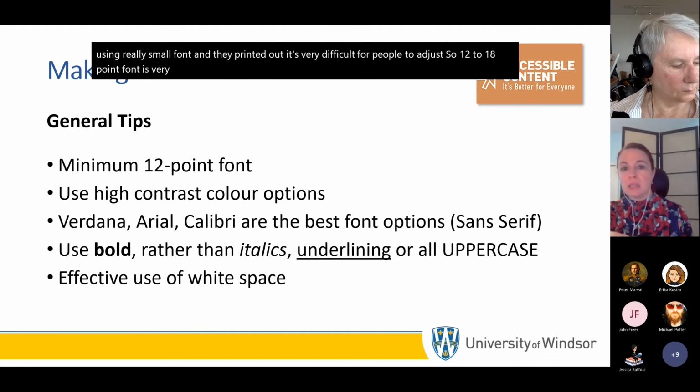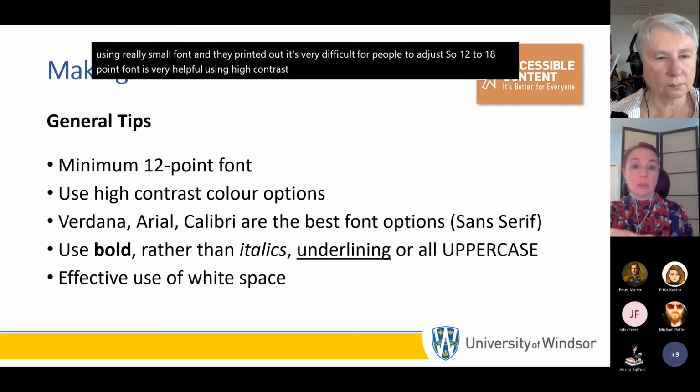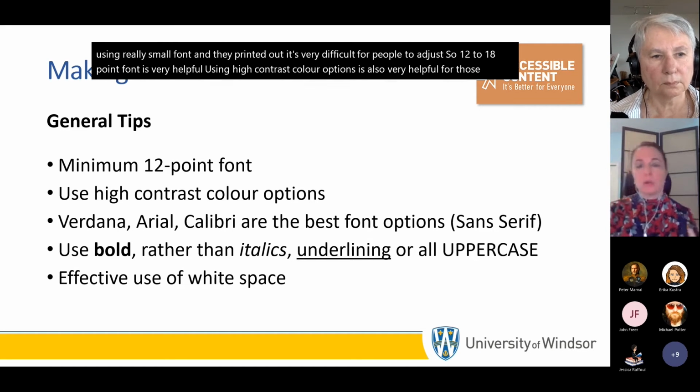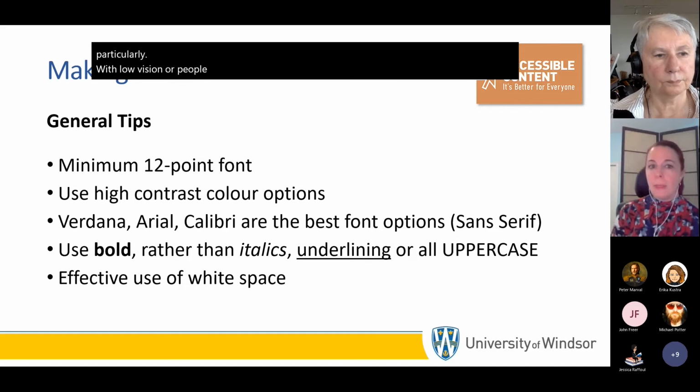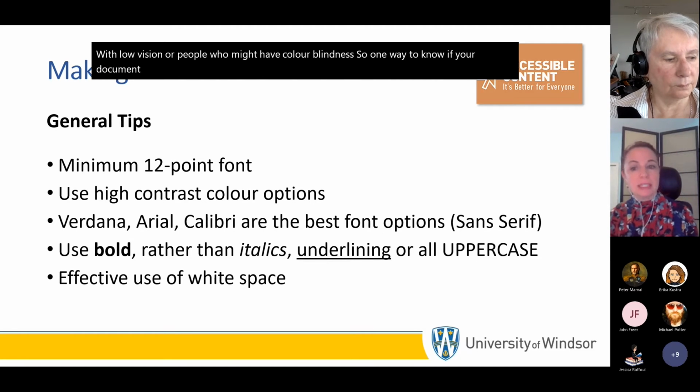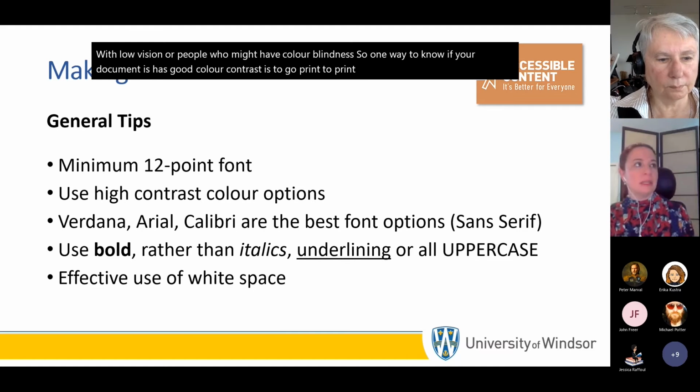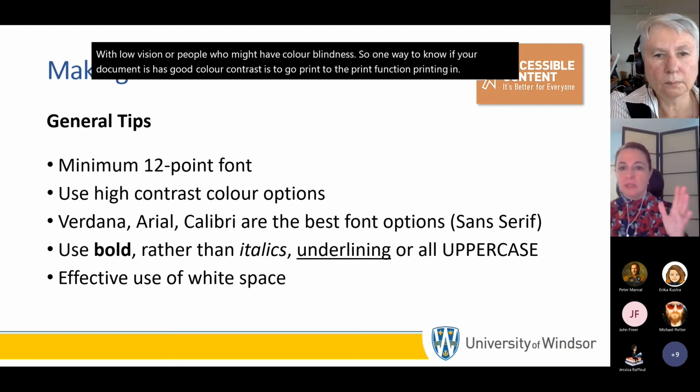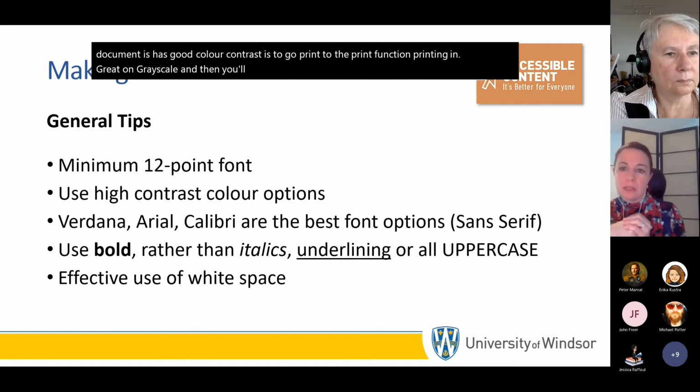Using high contrast color options is also very helpful for those who, particularly with low vision or people who might have color blindness. So one way to know if your document has good color contrast is to go to the print function, print in grayscale, and then you'll see a preview of what your document looks like in grayscale.